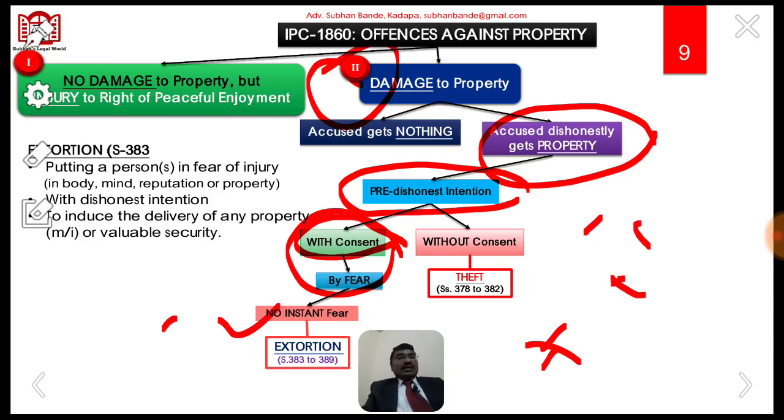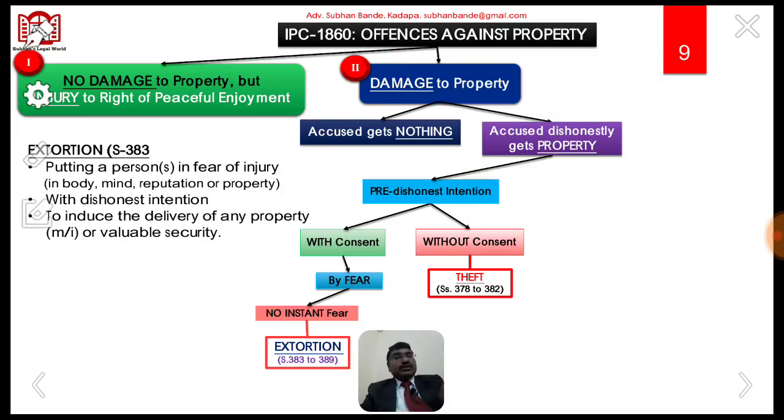The second ingredient is that the accused must have dishonest intention. It is already decided. The purpose of the accused is to induce the delivery of any property or valuable security. The accused puts a person in fear of injury with dishonest intention to induce delivery of any property, whether movable or immovable, or any valuable security related to money, or any shares, debentures, etc.